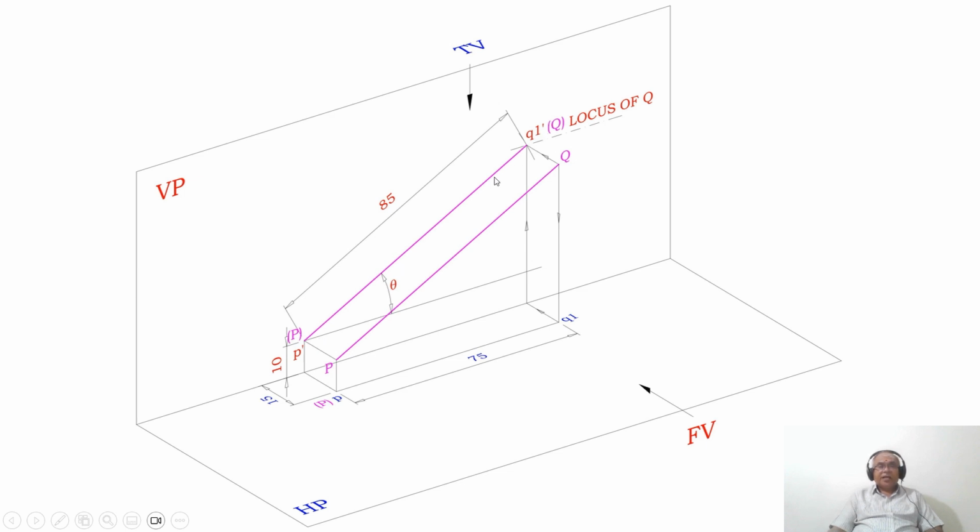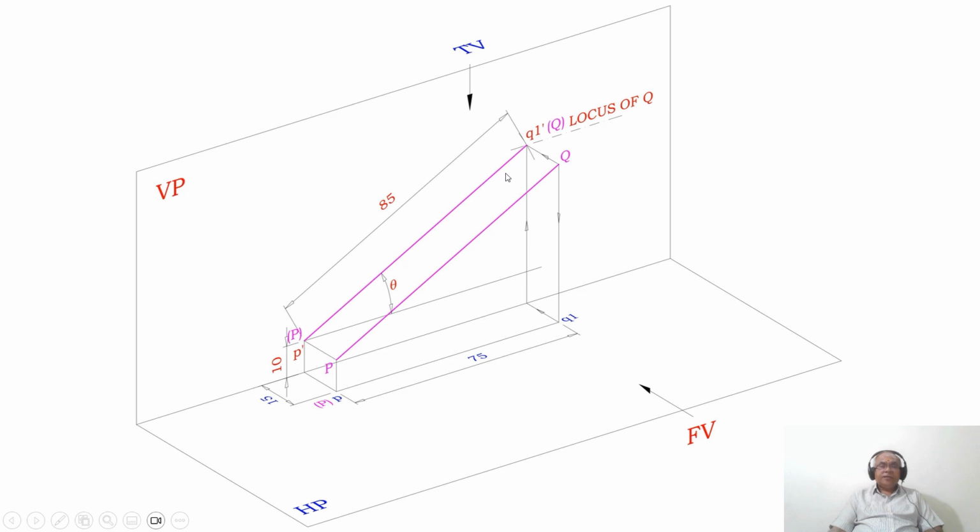Then once you get this line, automatically you are going to get the locus of Q in the front view. So this will be p dash q1 dash. Since it is the true length in the vertical plane, this will be the locus of Q in the front view. So you know that now this is the line which is in true length.